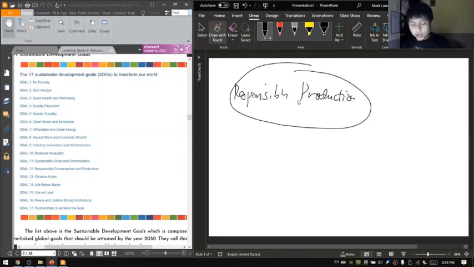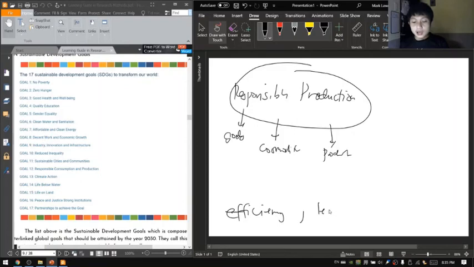Okay, responsible production is more on the produce of goods and commodities, or basically products. So when we talk about responsible production of goods, we are talking about efficiency, less waste. Okay, so when we talk about efficiency, walang masyadong natatapon.